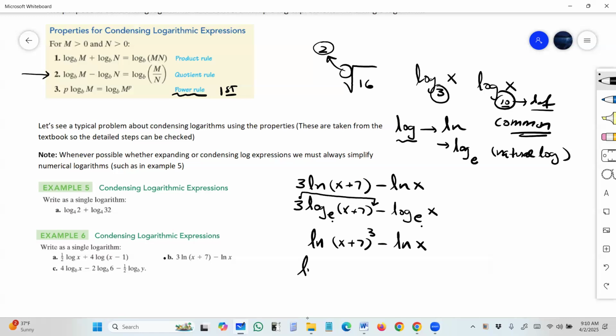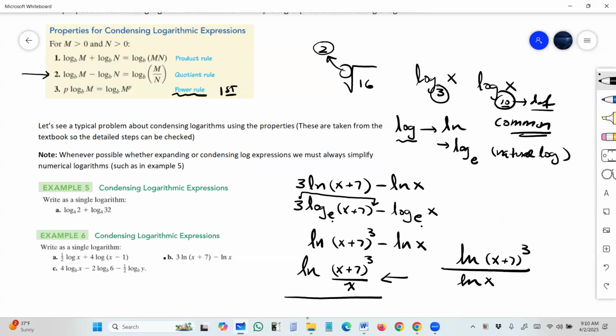So this is the correct way: natural log of x plus 7 to the 3rd power over x. This is the correct answer. Now, what students sometimes do incorrectly is the following: natural log of x plus 7 to the 3rd over, either they will say over x, which is incorrect, or they would say this. So this is extremely wrong. Do not do it. This is the correct answer for the second one.